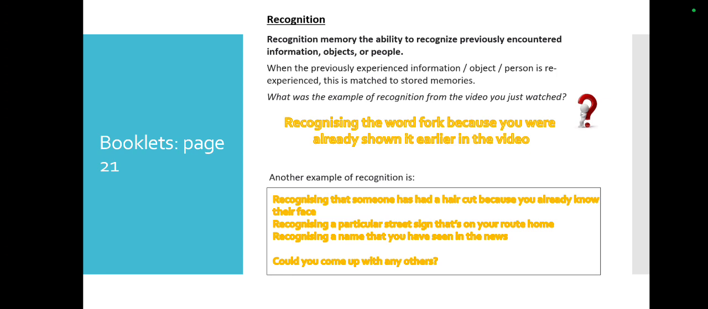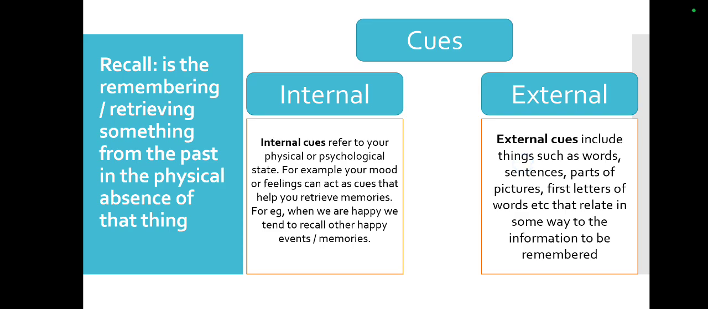on what we refer to as retrieval cues. So when we're using cued recall, there are different types of cue which can prompt memory. So recall is remembering or retrieving something from your past in the physical absence of that thing. Okay, so you're no longer exposed to that particular stimuli, but you're able to remember it. You're able to retrieve that experience or that stimuli, that object, that name, that face, because you're no longer in the presence, but because you've been provided with a cue.